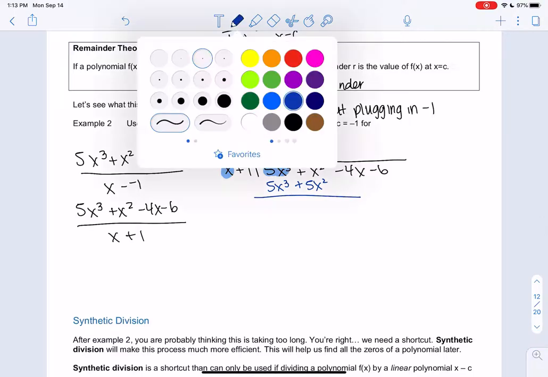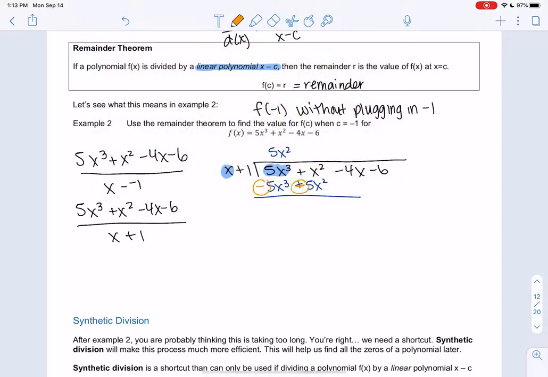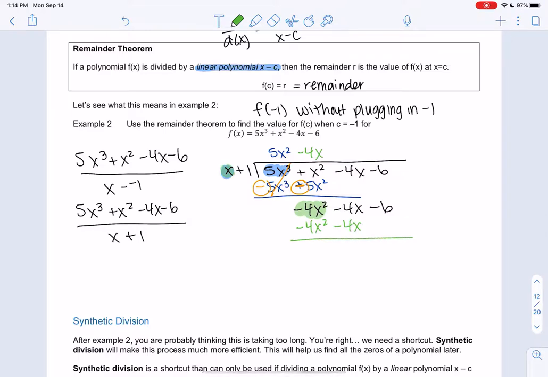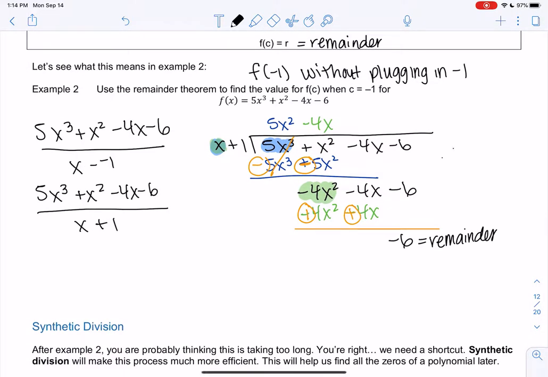And then we'll go ahead and subtract. Subtracting changes the signs, those cancel out, and we are left with negative 4x squared minus 4x minus 6, and we'll repeat the process. So negative 4x squared divided by x: x would go into that negative 4x times, and when I multiply, it brings me back to negative 4x squared. And then negative 4x times 1 is minus 4x. Subtract, so the signs change. And it looks like we're just left with negative 6, which is my remainder, which is also my function value, as weird as that is. So this tells me that f of negative 1 is equal to negative 6 from the remainder theorem.